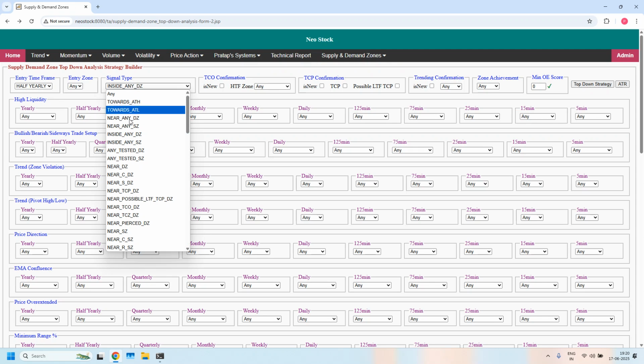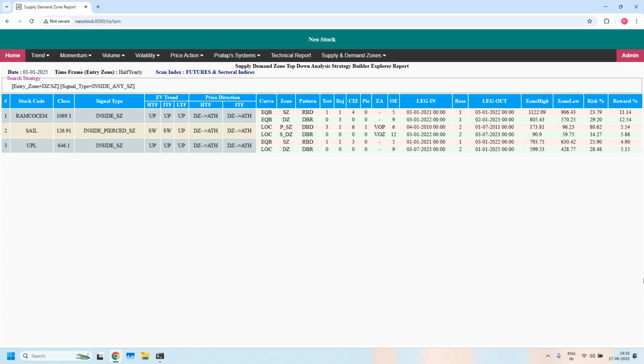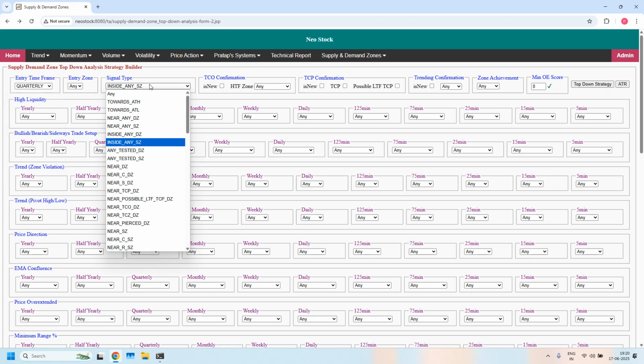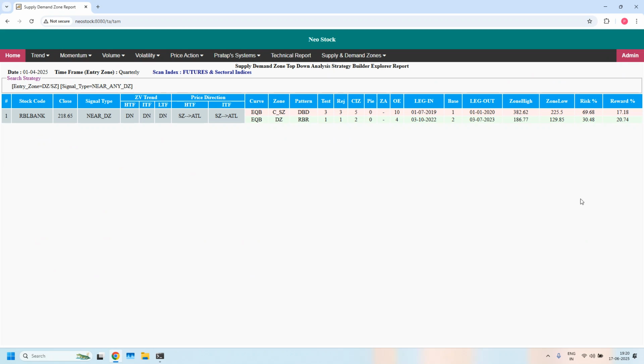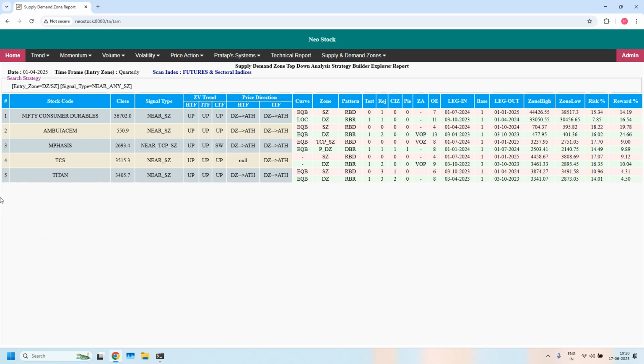Next, price closed inside the half yearly supply zone, 3 stocks we got. Next time frame is the quarterly. Stocks near to the quarterly demand zone, we got 1 stock. Next, stocks near to the quarterly supply zone, we got 5 stocks.